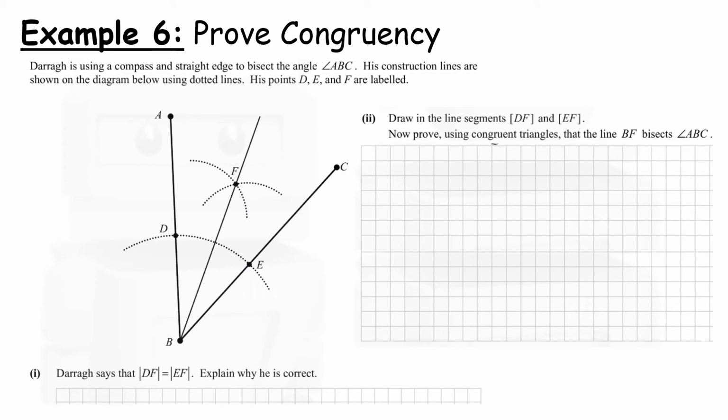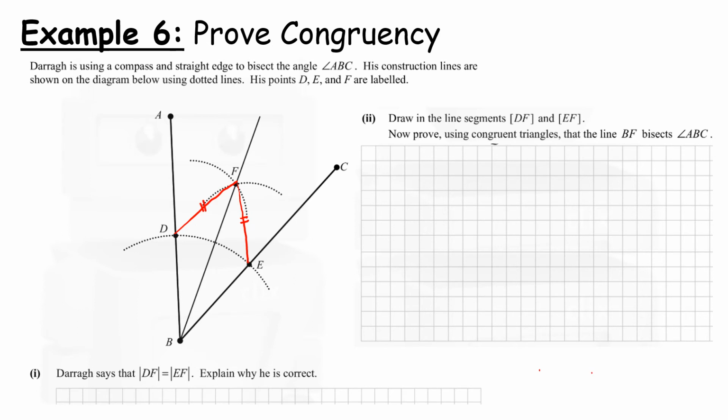So let's look at an example that asks us to prove congruency. Dara is using a compass and a straight edge to bisect the angle ABC. His construction lines are shown on the diagram below using the dotted lines. His points D, E and F are labelled. Dara says that DF is equal to EF. So let's look at the diagram and see what he's talking about. He says this line here is the same as this line here. And is he correct? The answer is yes.